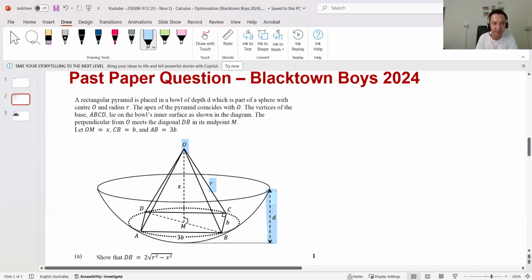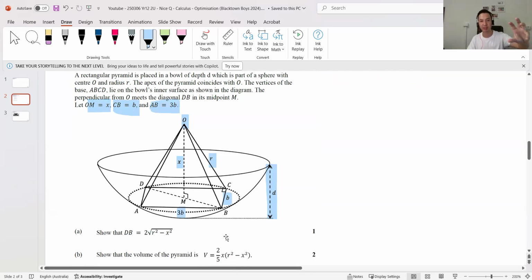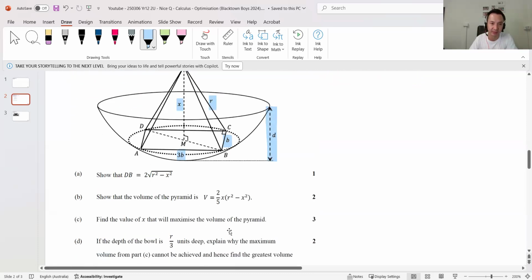The vertices of the base are A, B, C, D, lying on the inner surface. I can see that. The perpendicular from O has midpoint M. Let X equal OM, is that on the diagram? Yep, that's there. CB is B, yep, that's there. And AB is 3B, okay, cool. So everything in the paragraph is in the diagram, so I can just look at the diagram.